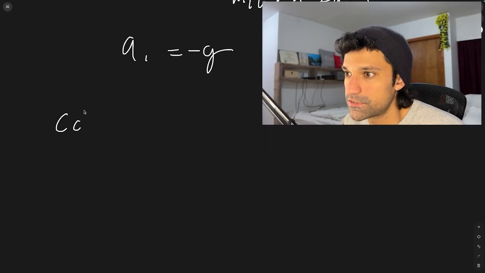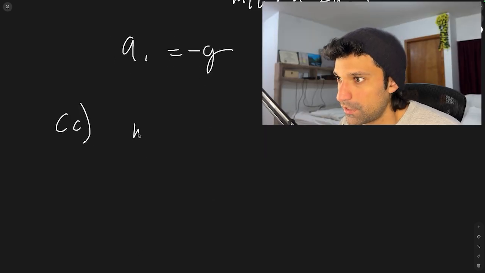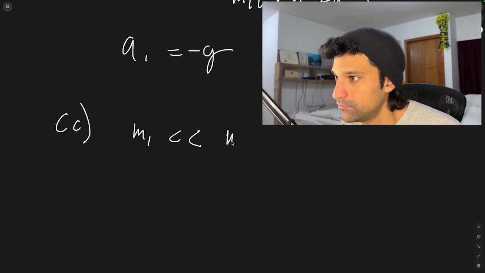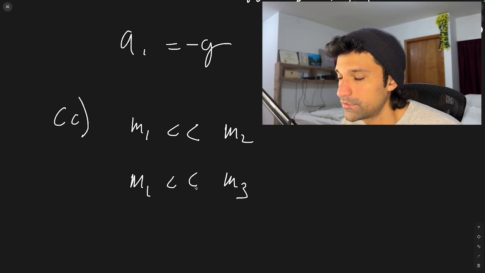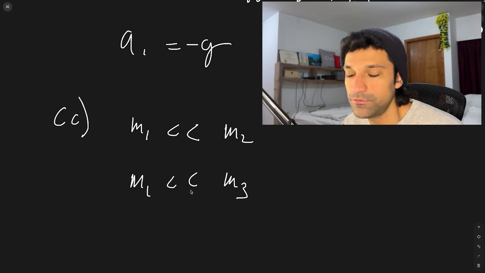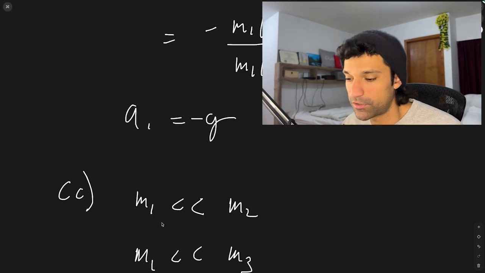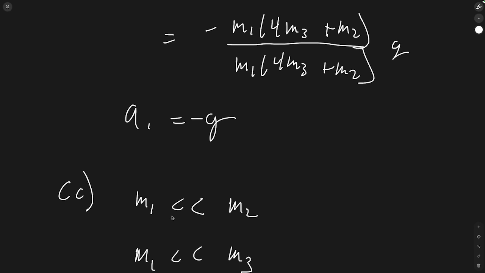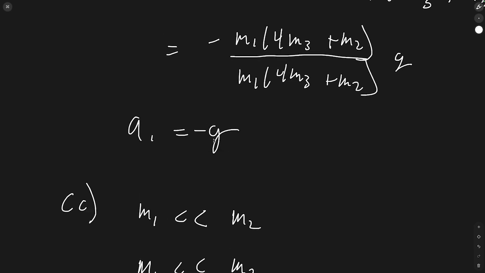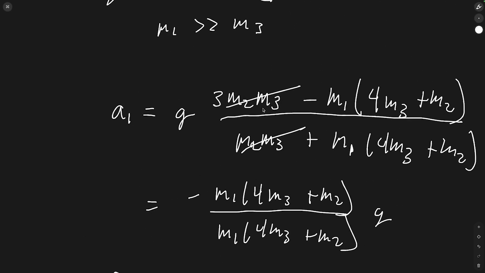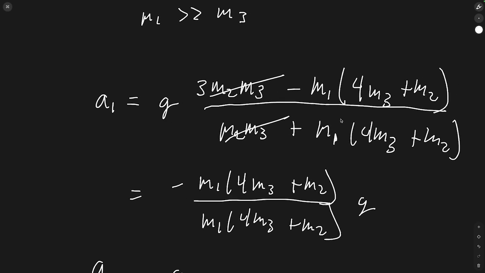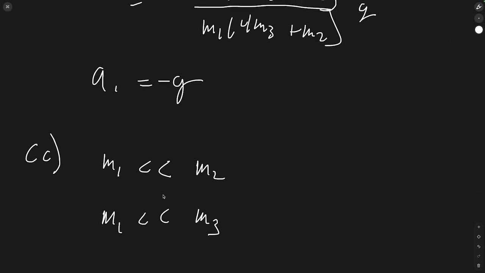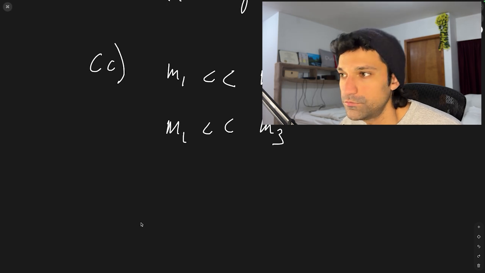Now we have part C. M1 is much smaller than both M2 and M3. So the opposite, right, of what we just encountered. All right, so I'll let you try that one on your own. Now I'll provide a hint for part C. It's kind of like part B, but the other term will be the one to stick around, right? And these will be the ones to vanish.